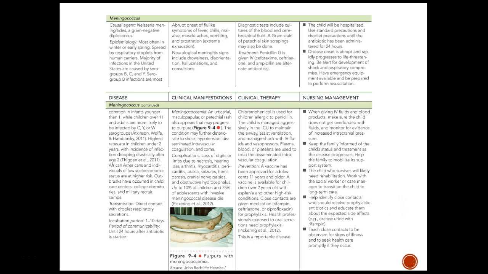And the disease onset is very abrupt and it very rapidly progresses. So it's important to catch it early so that we don't end up with those complications like seizures, cranial nerve palsies, coma.